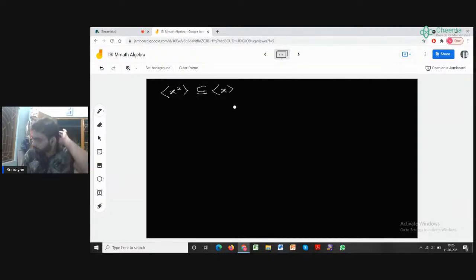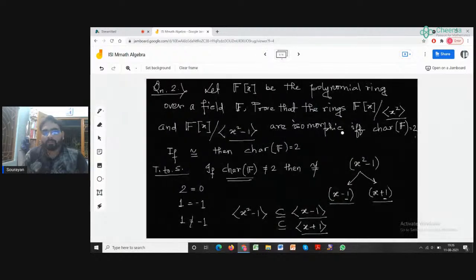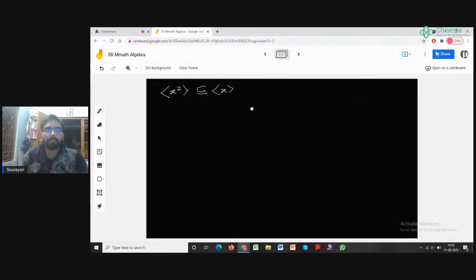Now we need to use a very important thing in the quotient ring setup. Here you can see that for the ideal generated by x^2 - 1, there are only two ideals that contain the ideal generated by x^2 - 1, right? And similarly, the ideal generated by x^2 is only contained in the ideal generated by x. Okay, so what does that actually mean?